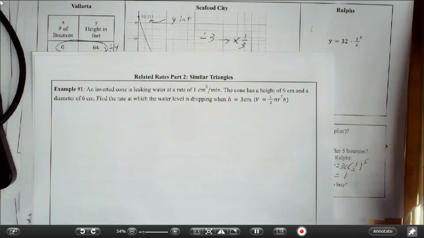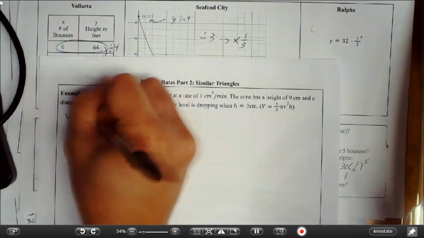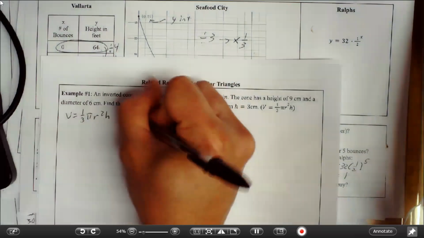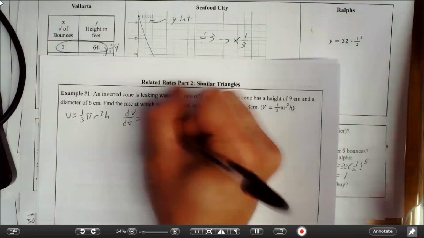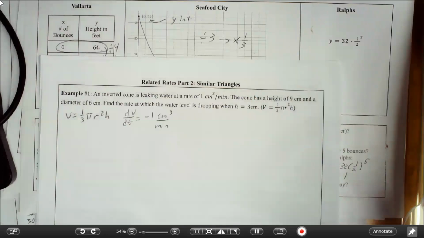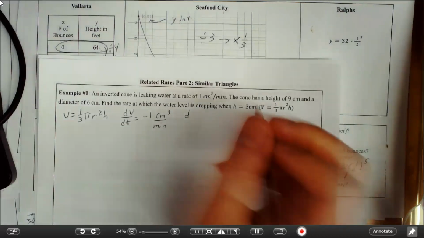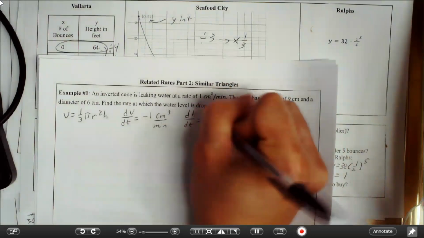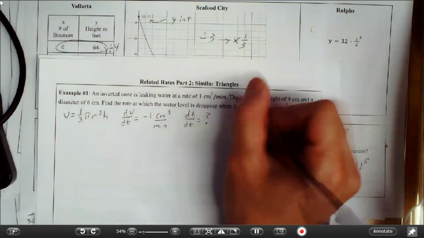So first, let's go ahead and list all the information we know. We know this formula, 1/3 pi r squared h. We also know dV/dt. It's leaking water, so this is just -1 centimeter cubed per minute. And we are looking for, it says, find the rate at which the water level is dropping. That's just another word for height. So our dh/dt is the question mark. And they want to know the rate at which the water level is dropping when h is 3.